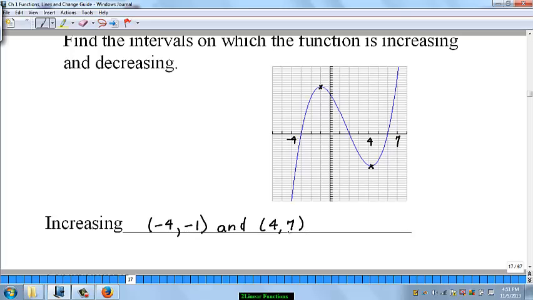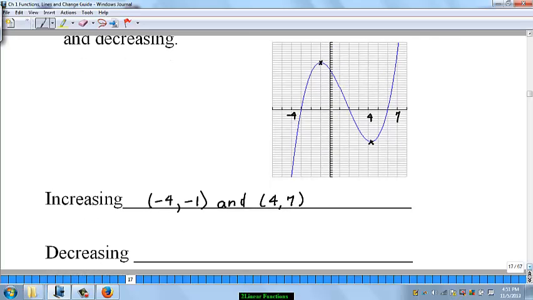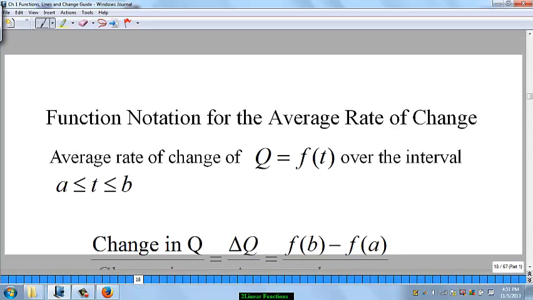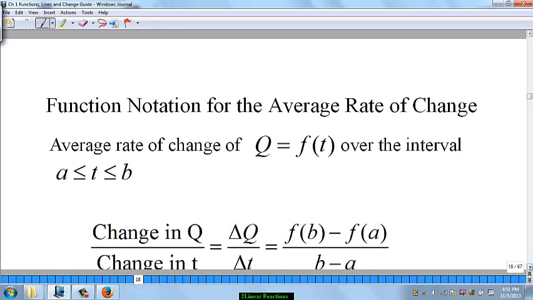They're not points, but this is an interval, as opposed to using a bracket. The decreasing part is the part in between. It's this part from here to here. So I can say it's decreasing from -1 to 4, because that's where it's decreasing on that interval. Right? Now let's actually figure out how to find if something is increasing and decreasing.